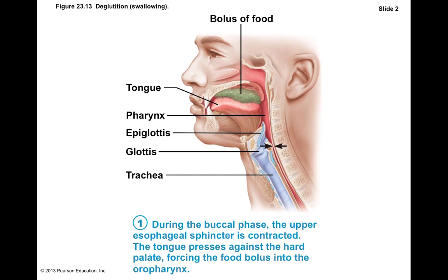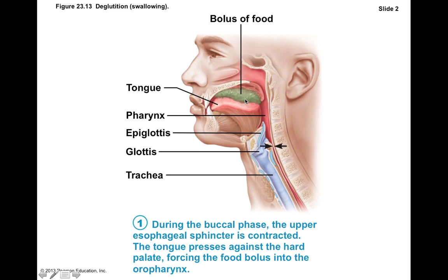So if we start here with the buccal phase, you guys can see how the tongue elevates. And if you think about when you do swallow yourself, or try it, you can feel the tip of your tongue touch just behind your upper incisors. And if you really think about what's happening there, you can feel it start to protrude backward, right? So it elevates and then protrudes backward. And what that does is it forces this bolus of food.